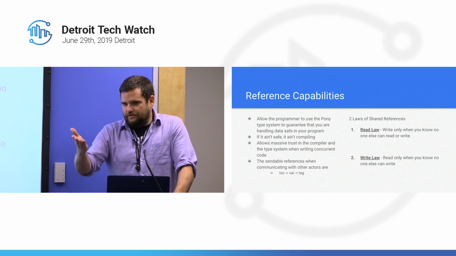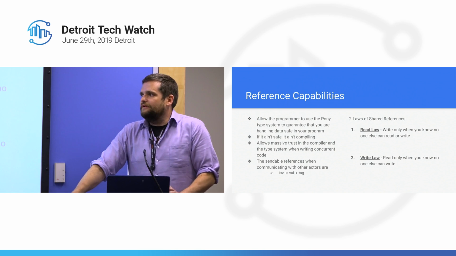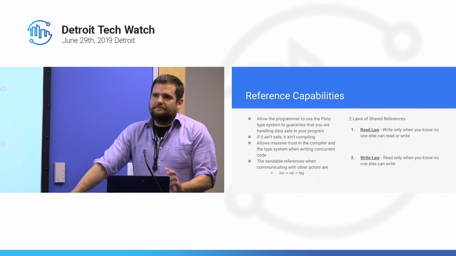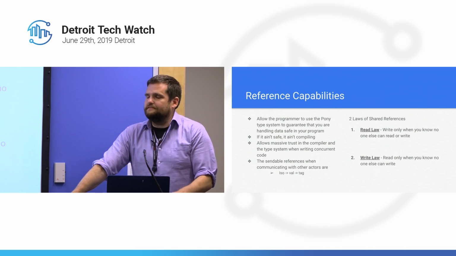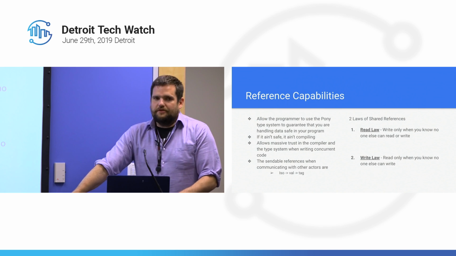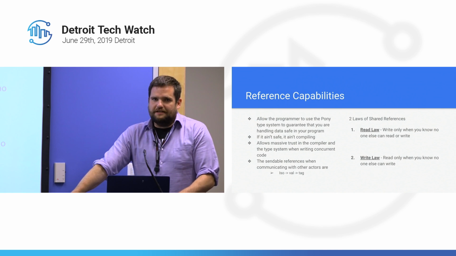And so as we're talking about communicating with actors, the next slide is going to try and talk about the 6 different reference capabilities, and I'll kind of go through them. But sendable references are the ones where you're communicating with other actors. So a lot of times when you send data, there's an ISO, val, and tag.